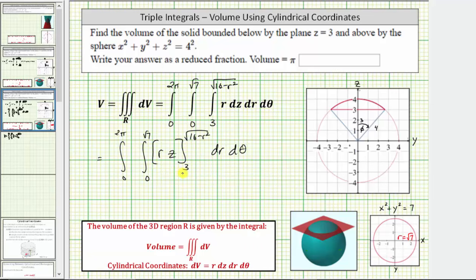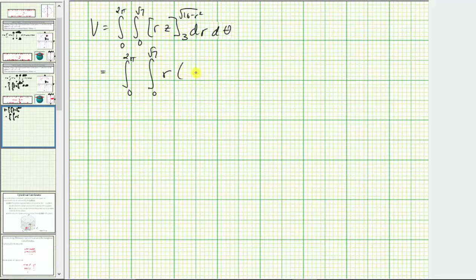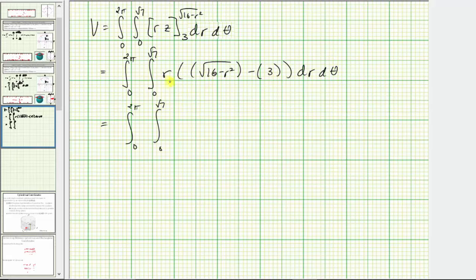When determining big F of b minus big F of a, we substitute the limits of integration for z, not r. Let's do this on the next slide. We will have r times the square root of the quantity 16 minus r squared minus 3. Let's go ahead and simplify this. Next, we'll distribute the r. Let's write this as r times the quantity 16 minus r squared to the power of 1/2 minus 3r.